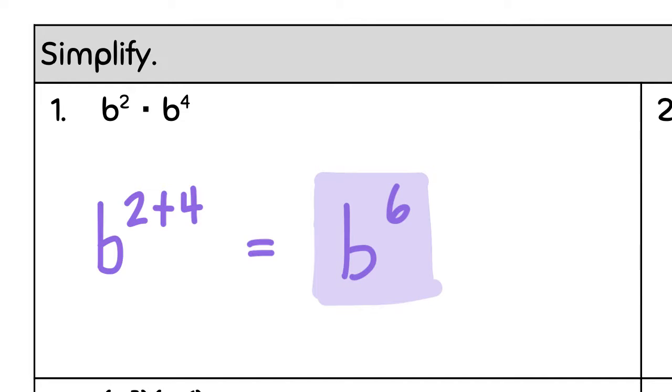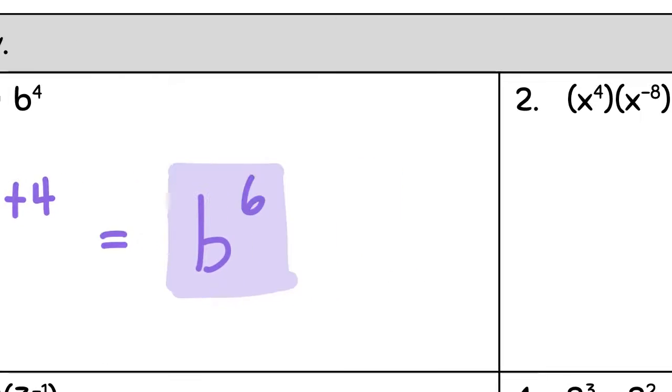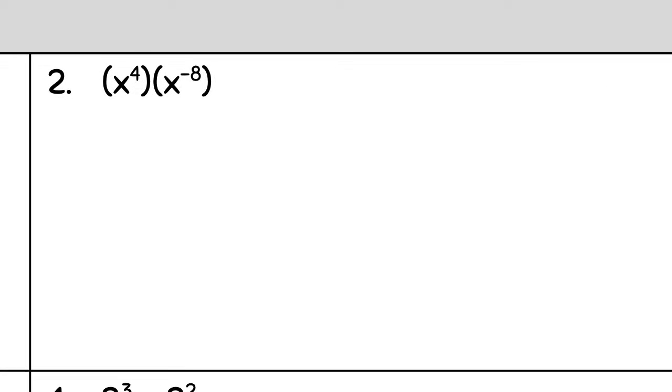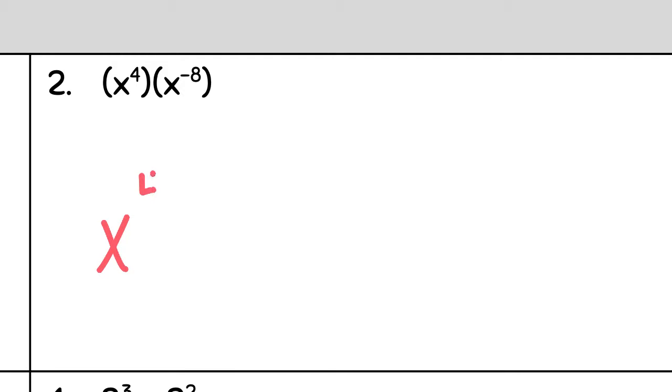Okay, let's look at our next question. Now I have x to the 4th power and x to the negative 8 power, and notice how they are both in parentheses. This is just another way to show that they want you to multiply these two variables. Since they're the same variable, the product property states that all I need to do is add those exponents. So 4 plus negative 8, and that would give you x to the negative 4 power.